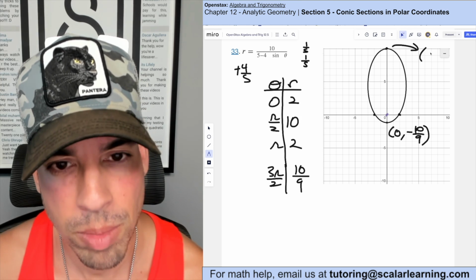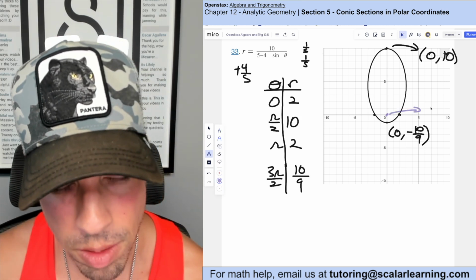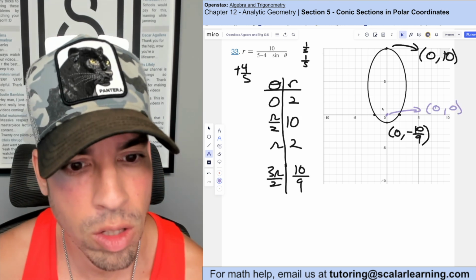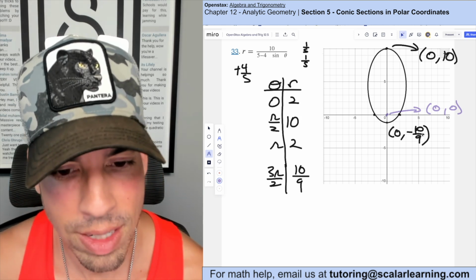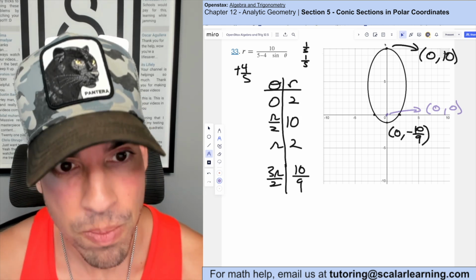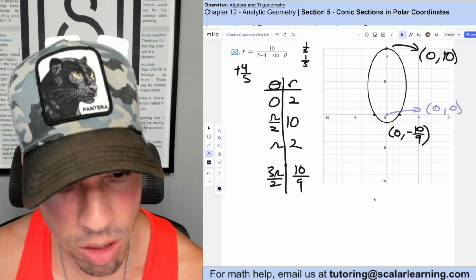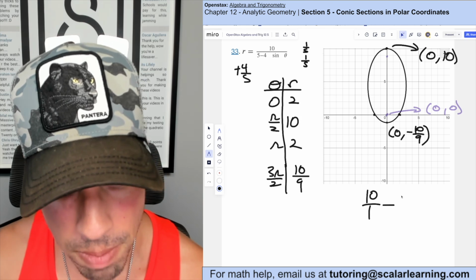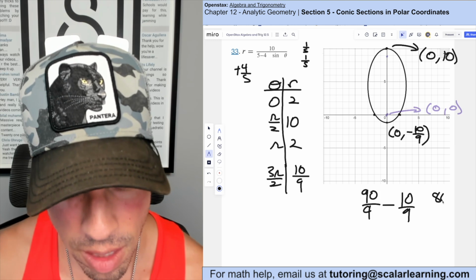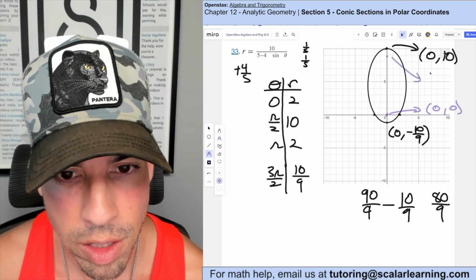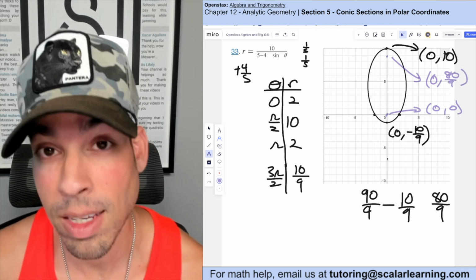Up here, it's going to be 0, 10. And then for the foci, once again, we know that one is going to be at the origin, and that's always going to be the case. And then the other one, right, we can look at how far in it is from the other vertex, which is -10/9 or 10/9 above it, right? So we could take this one and we go 10/9 below, which would be approximately right here. And then to calculate that exact value, it's 10 over 1 minus 10/9 multiplied by 9 over 9. 90 minus 10 is 80 over 9. And so this one right here is 0, 80 over 9. So there's the foci, there's the vertices. That's how you do it. Done.